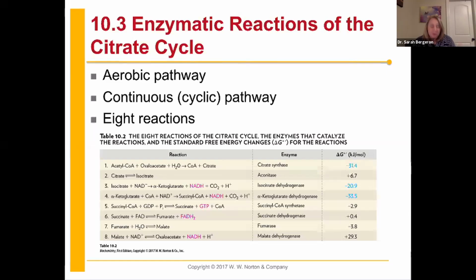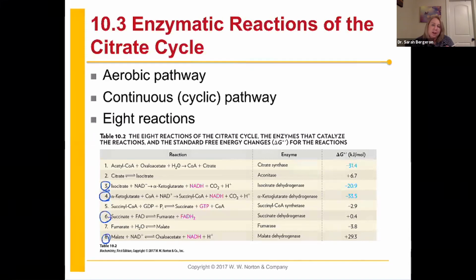All right, so we're on chapter 10, section 3, and we're going to talk about all of the different enzymatic reactions inside of the citrate cycle. So the citrate cycle is 8 different reactions, but the really important ones are the 4 coupled redox reactions. So 3 here, 4, 5, oh, not 5, 6, and 8.